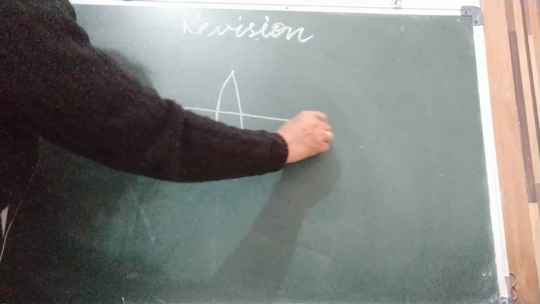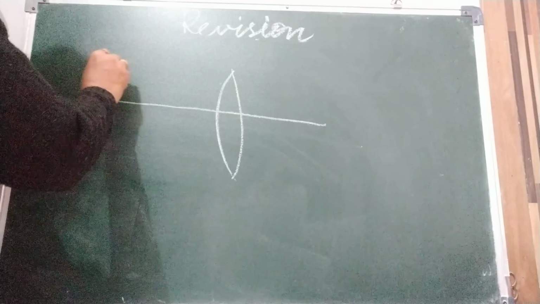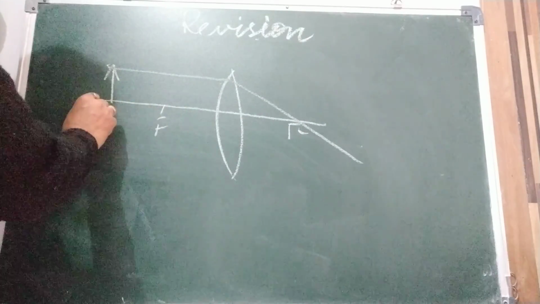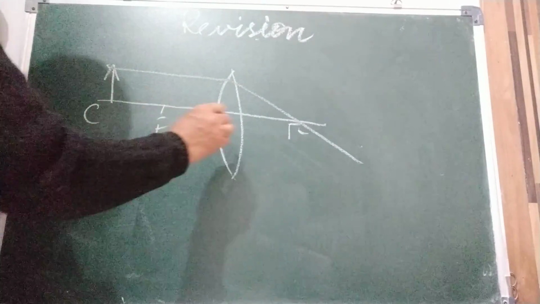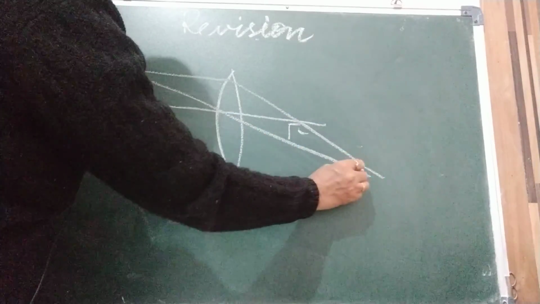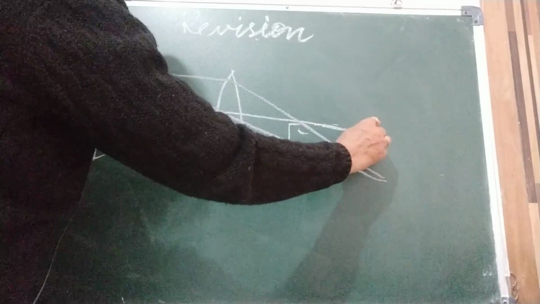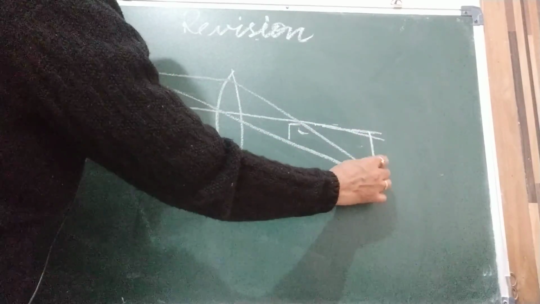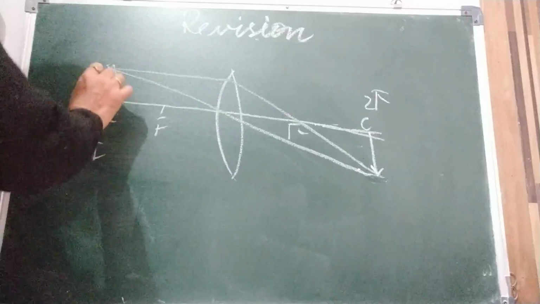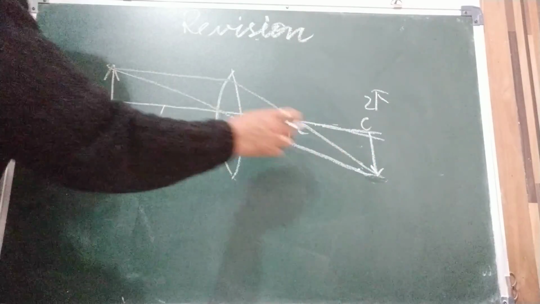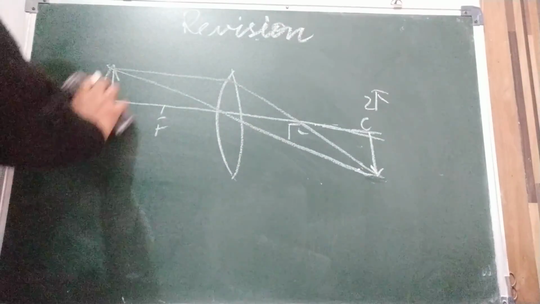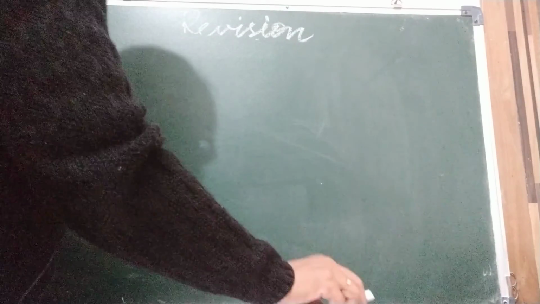When the object is at C, or 2F, we will get the image at C, or 2F. The image is real, inverted, and of the same size, at position C or 2F.